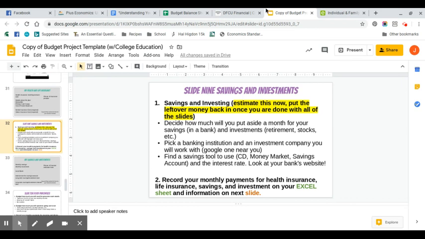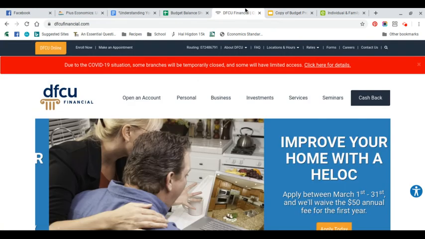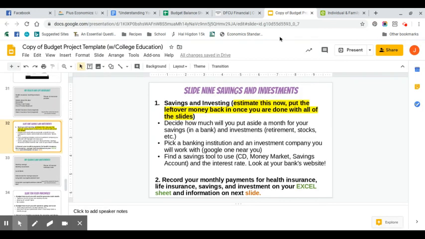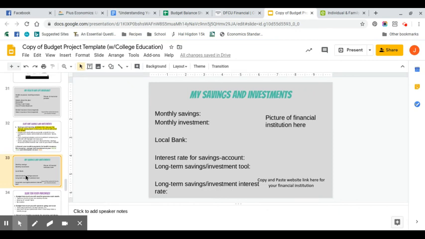So I pulled up the DFCU website. This is the Dearborn Financial Credit Union. For your project, you have to find how much money you're going to put in savings and investment. You should be putting about 10% away each month.